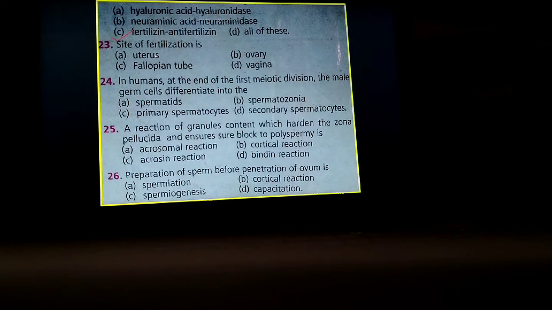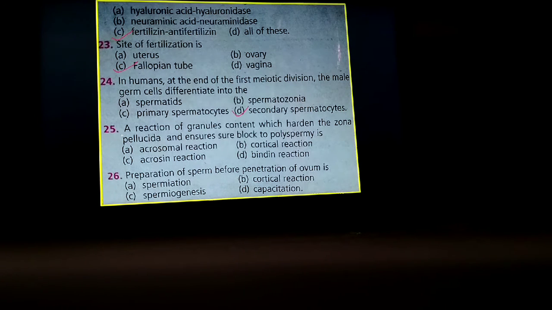Question number 23, the site of fertilization is the fallopian tube, option C, in the ampullary and isthmic regions of the fallopian tube. Question number 24. In humans, at the end of the first meiotic division, the male germ cells differentiate into. So the right answer is option D, secondary spermatocytes.